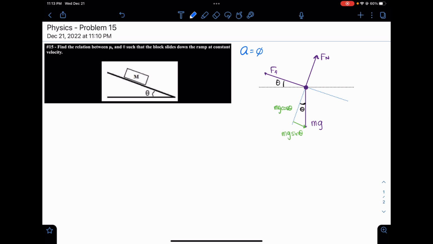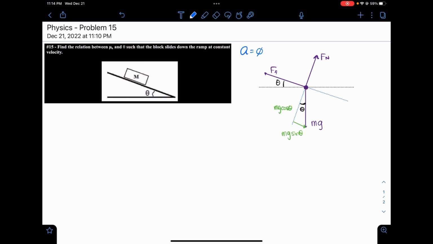Problem 15 gives us a block and a ramp problem, which means a free body diagram is incoming. But it asks us to consider kinetic friction. So the block is moving, but there is frictional force. And it's asking us to look for basically at what point the relationship between that coefficient of friction and the angle is such that the block is going to have no acceleration, a constant motion. So pretty simple. We're going to go through it real quick.